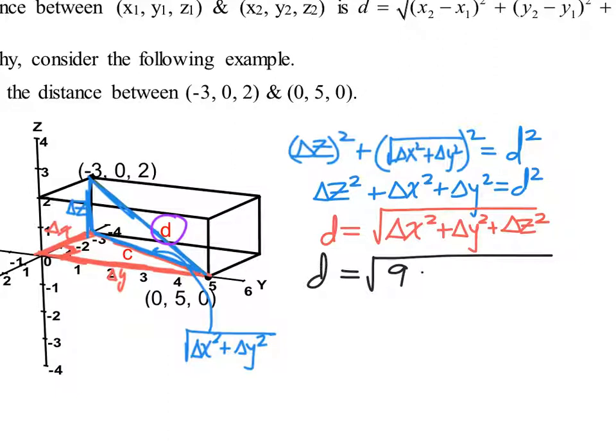Difference between the y values squared, 25. And difference between the z's squared would be 4. So what do we got, 36? Nah, I wanted it to be 36. Yeah. Fallacy of the preconceived notion.